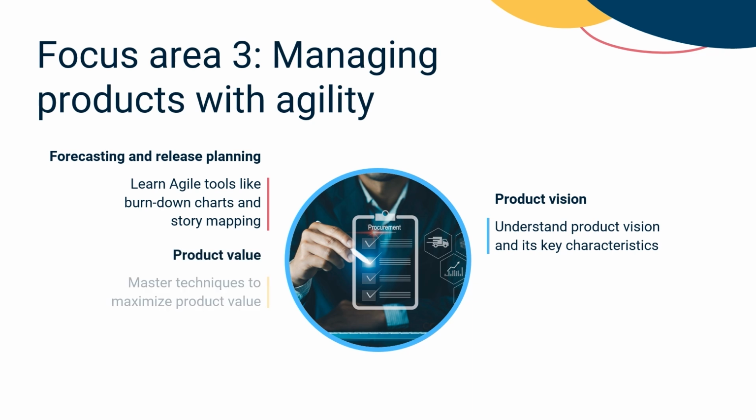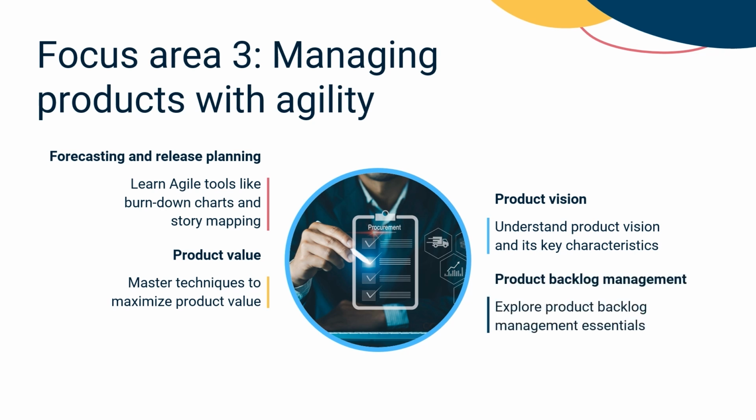Product value. Master techniques to measure and maximize product value in alignment with organizational goals. Product backlog management. Explore product backlog management essentials, including goal setting and prioritization for Scrum success. Stakeholder engagement. Gain insights into identifying and engaging stakeholders to foster collaboration and address management challenges.